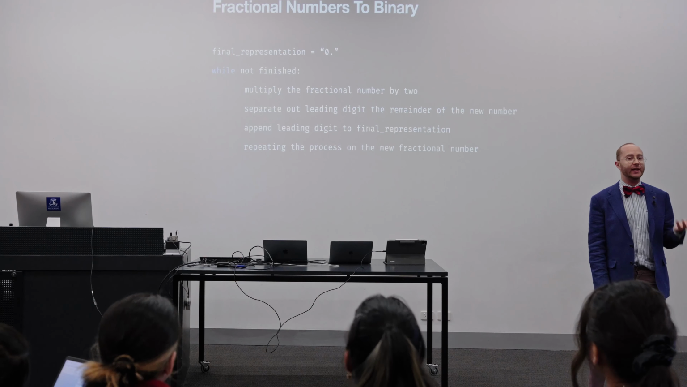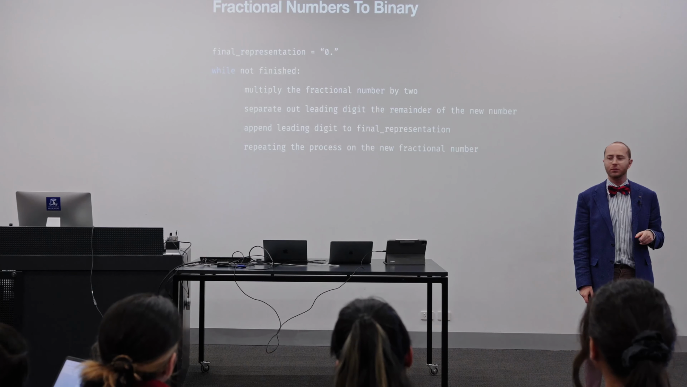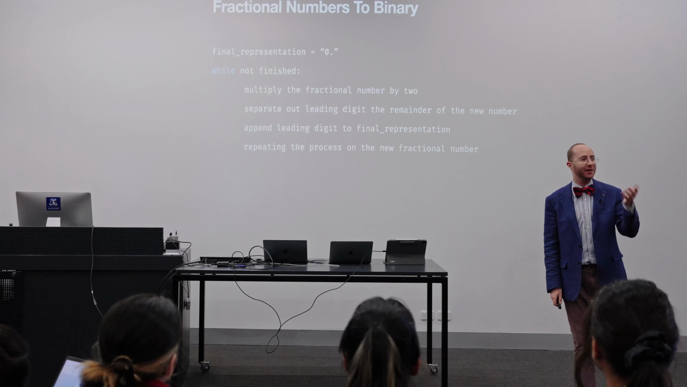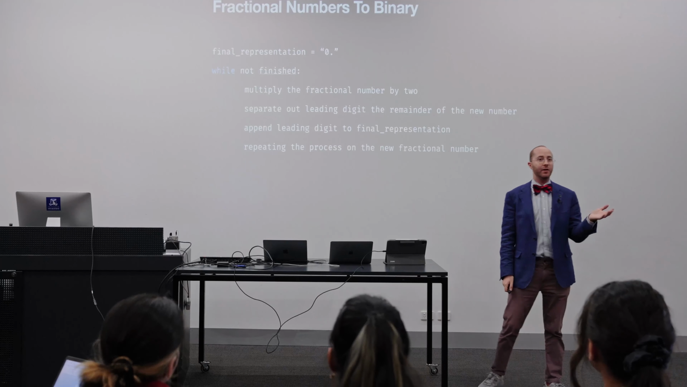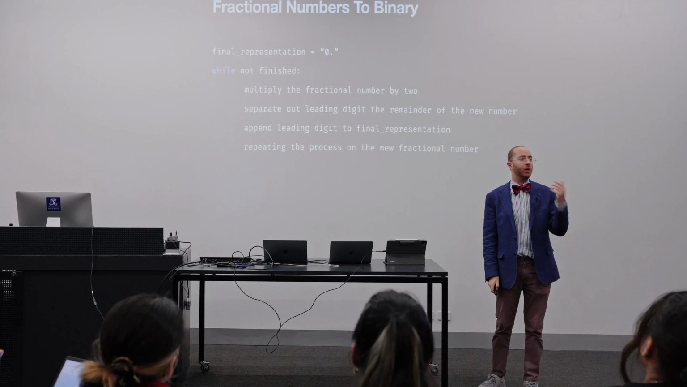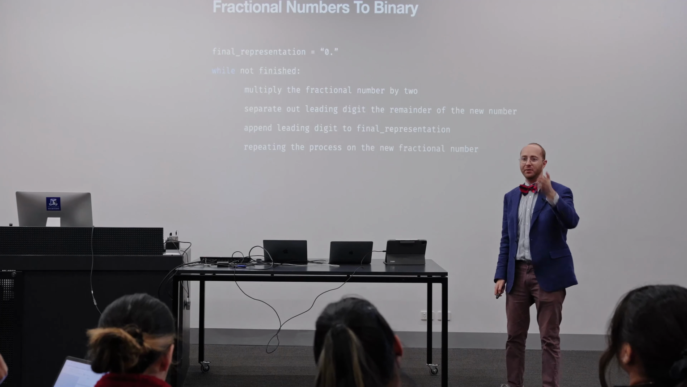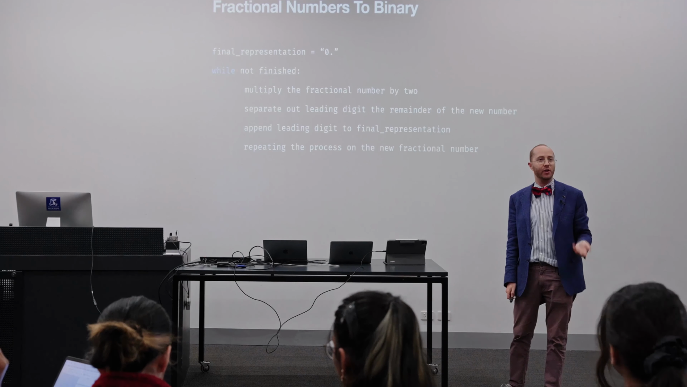Separate out the leading digit. So what's the first digit of 0.5 by 2? It's 1. 0.5 by 2 is 1. That means the leading digit is 1. Append the leading digit to the final representation. So that becomes 0.1. And then if there's anything left other than the leading digit, then just repeat the process. Multiply it by 2, take out the leading digit, and then take what's left, multiply it by 2, take out the leading digit, and so on and so forth.